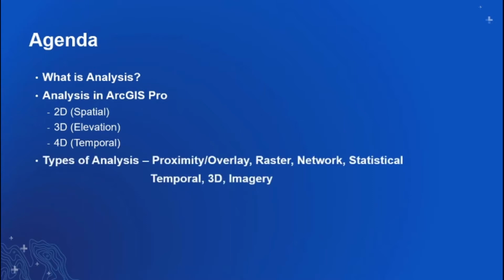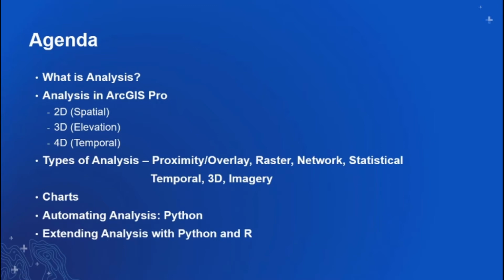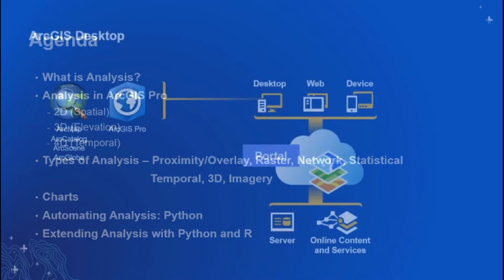We're also going to look at the types of analysis that are available within the software, which are proximity and overlay analysis, raster analysis, network analysis, statistical analysis, temporal analysis, 3D analysis, and imagery analysis. We're also going to discuss briefly charts, and automating analysis using Python. Finally, we're going to discuss extending analysis with Python and R.